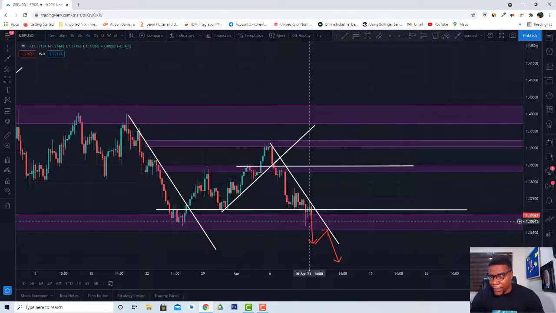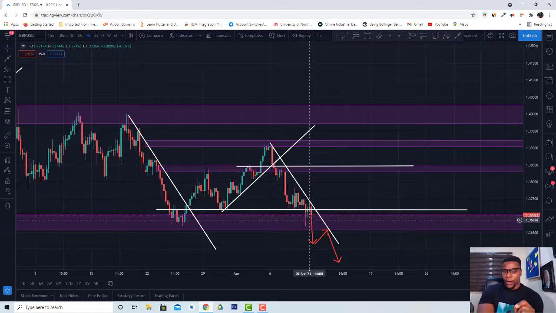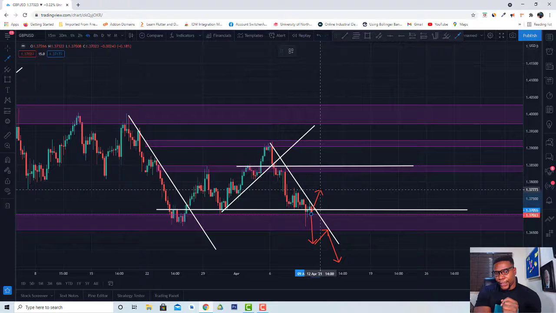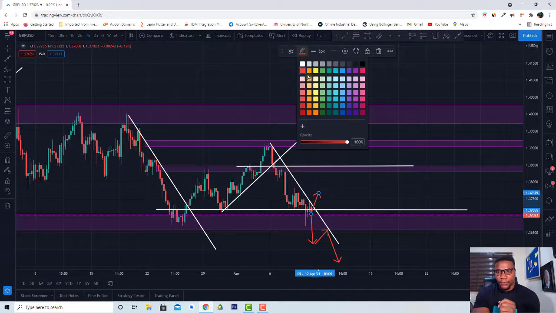However, because of this support zone, we believe that the market will definitely reject. It's going to reject away from this support zone unless the bearish pressure is very huge. All right? Another expectation we'll be looking out for in this market is this. On this rejection, it's most likely going to break this trend line right here.